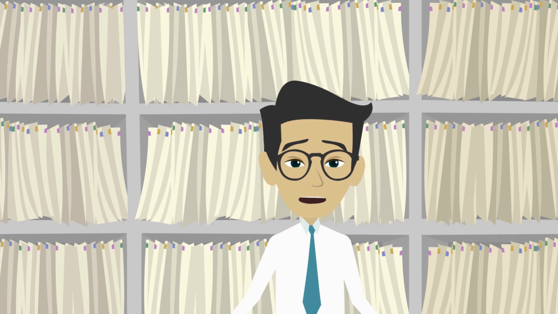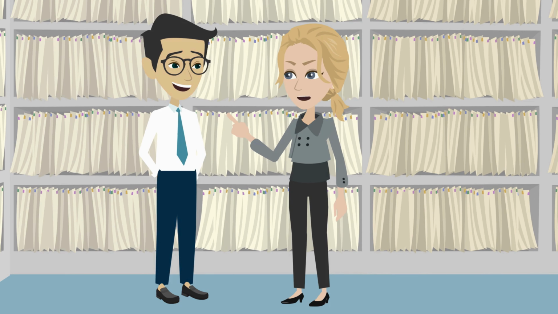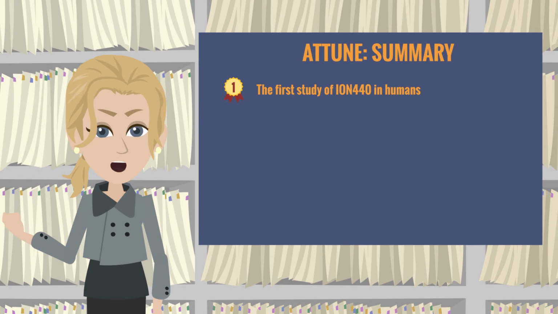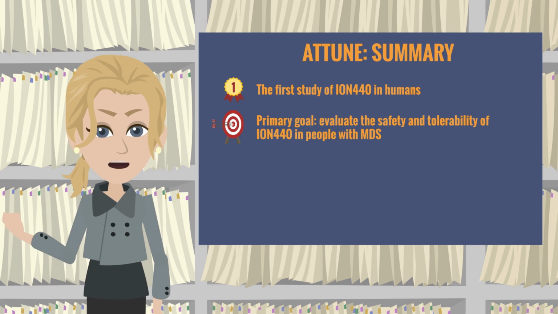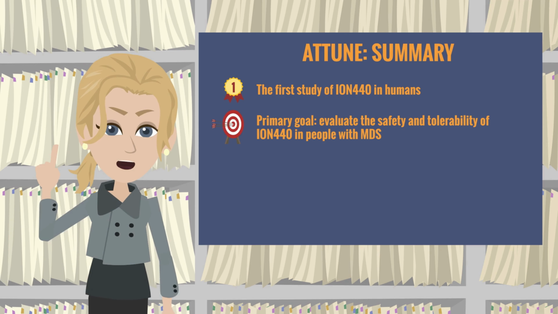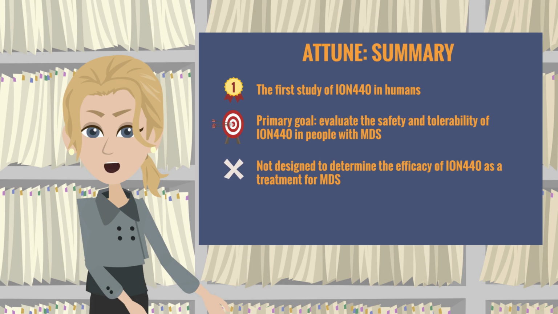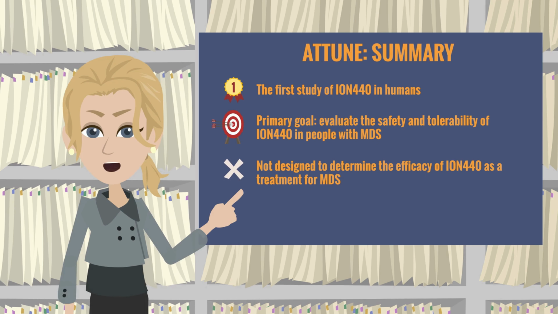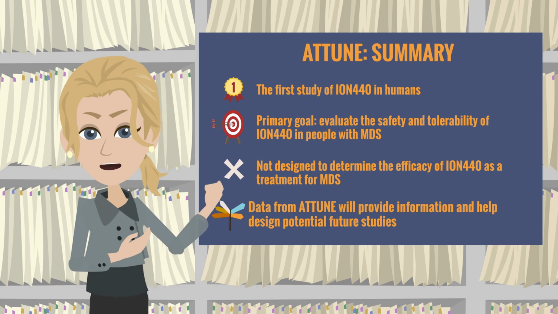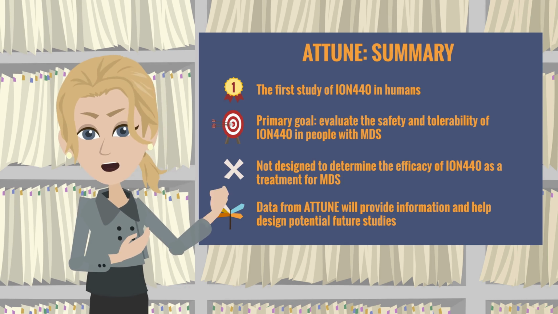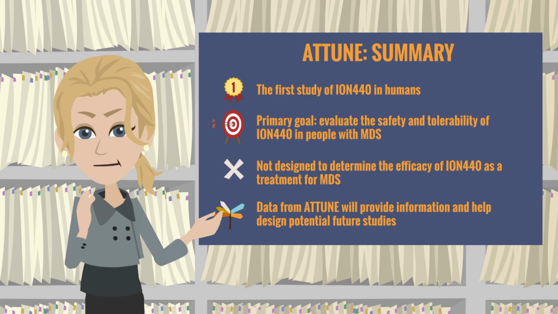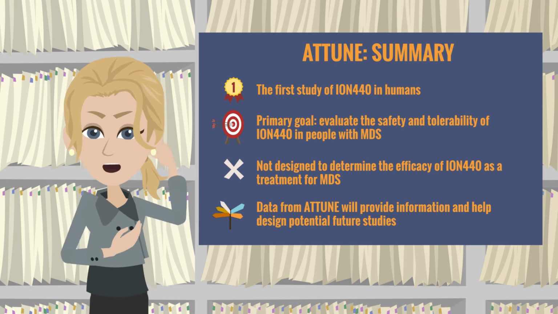And any data that may impact your decision to continue participation in the study will be provided to you as it becomes available. Thank you, Dr. Mekbing, for the complement of information. To summarize, ATTUNE is the first human study of ATTUNE 440. Its primary goal is to evaluate the safety and tolerability of ATTUNE 440 in people with MDS. It is not designed to determine the efficacy of ATTUNE 440 as a treatment for MDS. Data from the first part of the ATTUNE study will provide information and help design potential future studies, which may include additional clinical trials, such as those designed to determine the efficacy of ATTUNE 440.